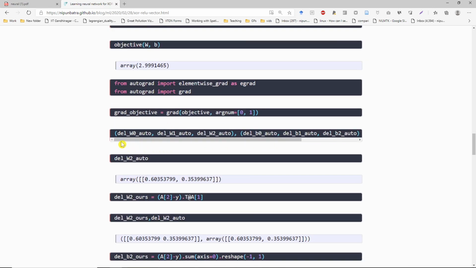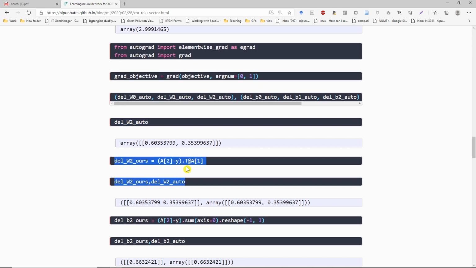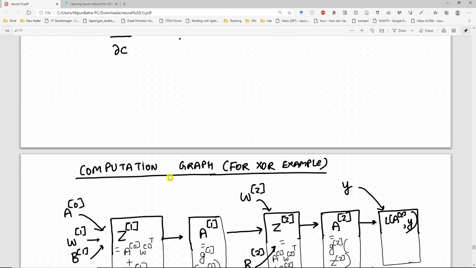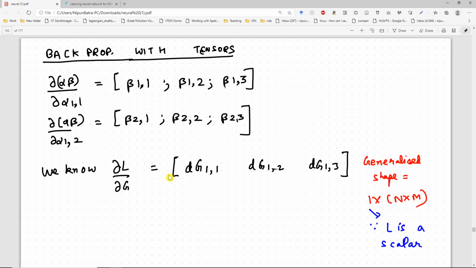I've just opened these lists up, and I've shown that if we use AutoGrad and compute the gradient with respect to W1, W2, B1, B2, what do we get, using the current set of inputs? The gradient with respect to W2 calculated by AutoGrad is this particular array, 0.603 and 0.35.